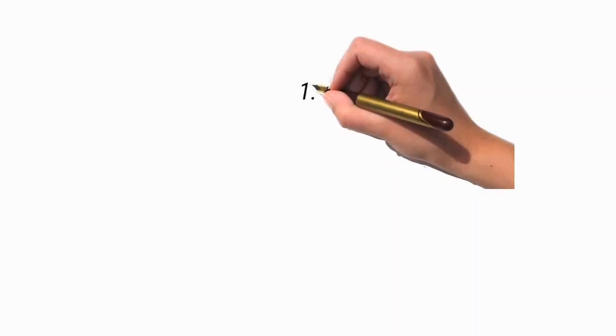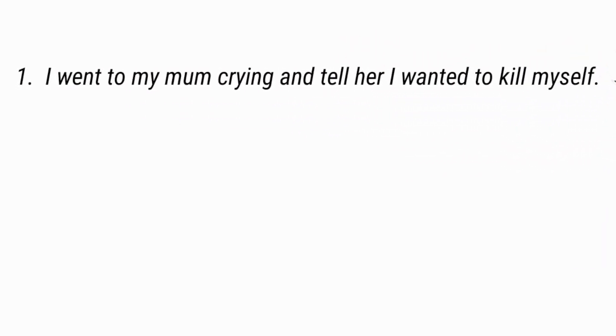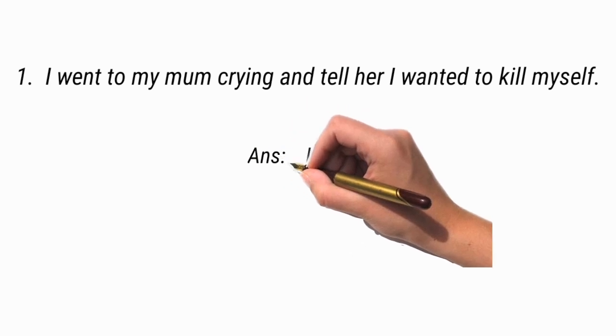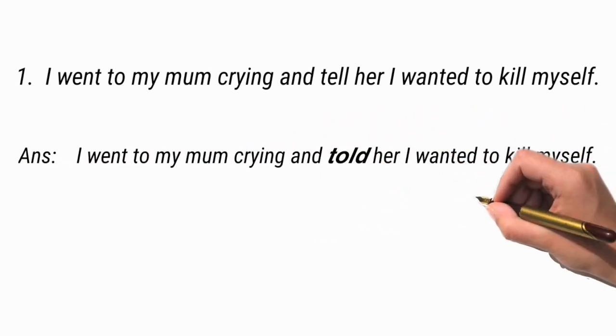Now we will learn how to identify errors with examples, so I have taken one paragraph from the lesson "Attitude is Altitude" from class 10. "I went to my mom crying and tell her I wanted to kill myself." Look here, the entire sentence is giving the meaning in the sense of past tense, except the word tell, which is in present tense. So, the error is in the verb form. Let us change the verb tell to told. Now it is a correct sentence.